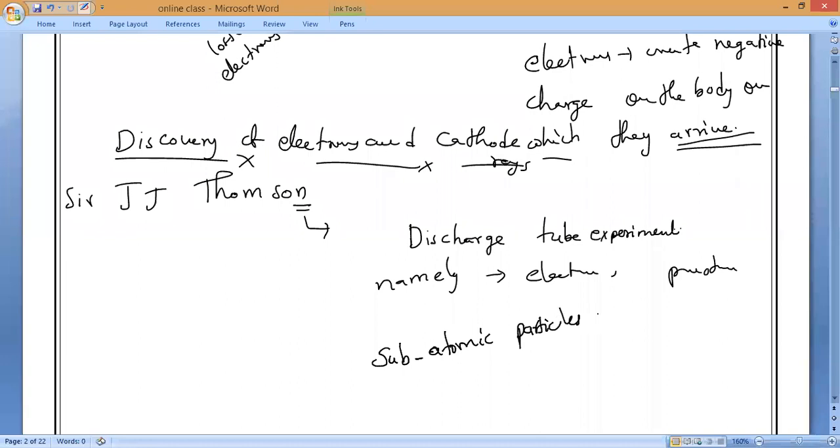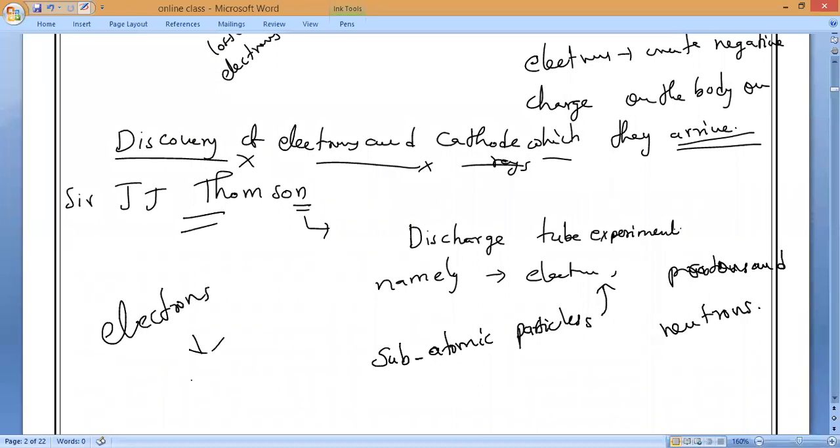They are called electrons, protons, and neutrons. But were they all discovered by Mr. J.J. Thomson? No. J.J. Thomson only discovered the electrons. These electrons alone were discovered by Mr. J.J. Thomson in 1897 during the detailed study of cathode rays.